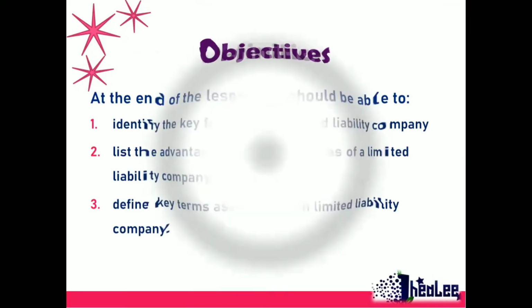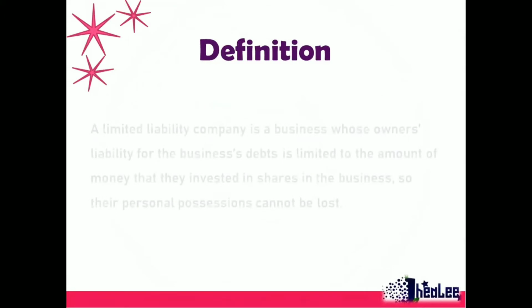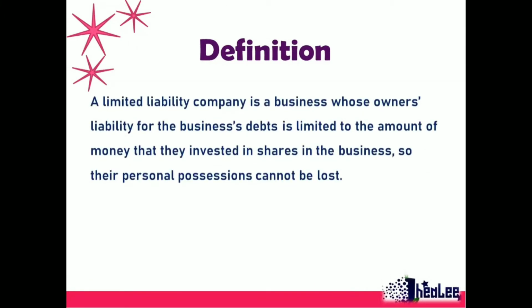And we're going to move into the definition. What is a limited liability company? A limited liability company is a business whose owner's liability for the business's debt is limited to the amount of money that they invested in shares in the business. So their personal possessions cannot be lost. It depends on the amount of shares that the individual, the shareholder, has purchased in the business. The business's debt is limited to that amount that they have invested.